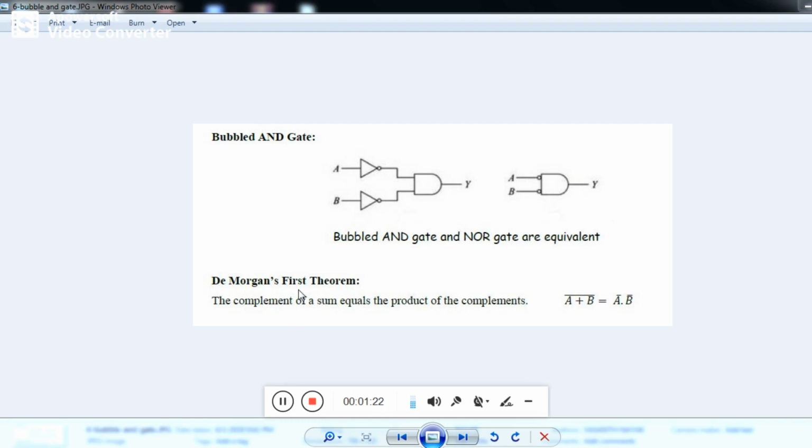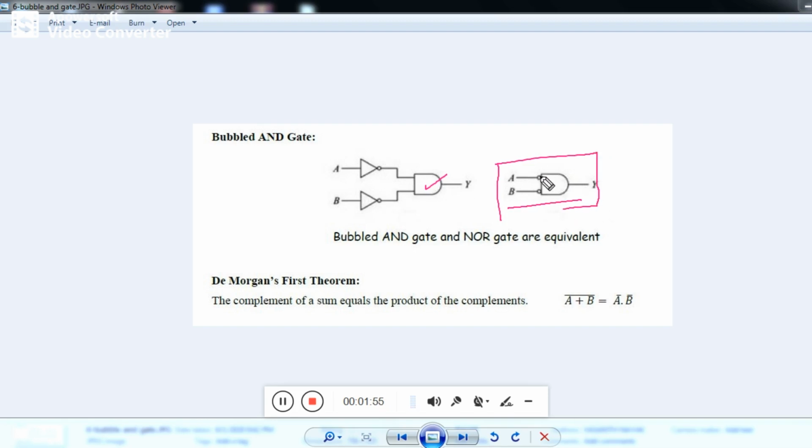So what is a bubbled AND gate? See, a bubbled AND gate is nothing but an AND gate with inversion. In the diagram you can see this is an AND gate. Now an AND gate with the inverter is called a bubbled AND gate. How do you represent a bubbled AND gate? You represent it by using this symbol.